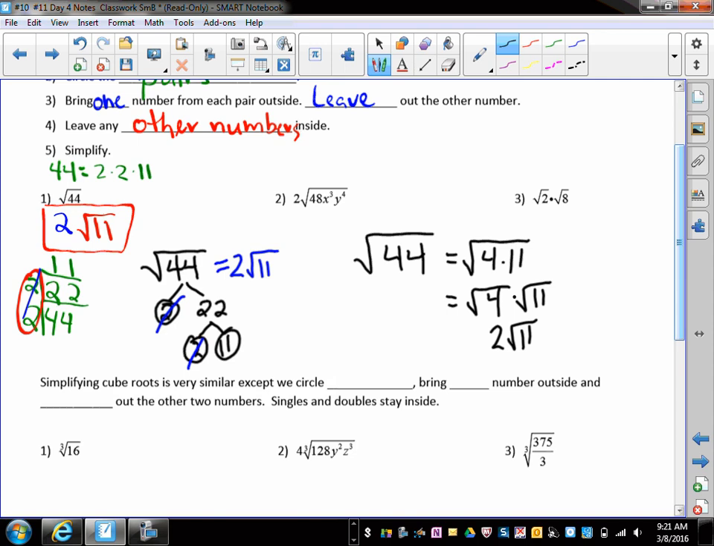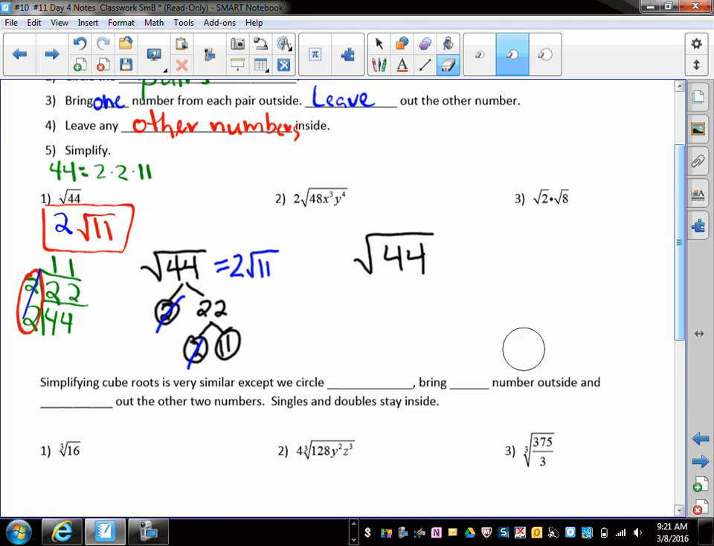This is what's happening behind the scenes when we're doing our ladder method. But for those of you that understand that, it would be quicker to break down 44 into 4 and 11 and recognize that the square root of 4 is 2 and the square root of 11 I can't do anything with. So those of you that recognize that and can use that, feel free to do so. If that looks confusing, erase it from your head.